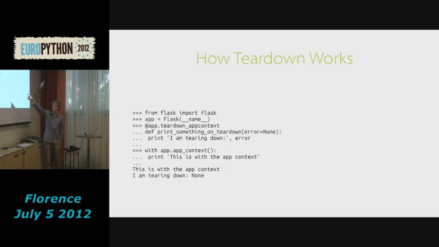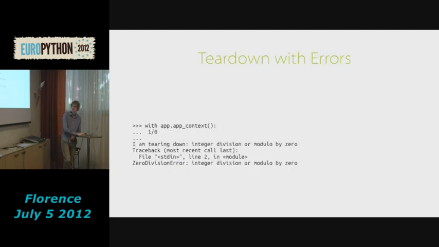If you have an app and you add a teardown function to it, and then you just print out what's happening, you can see that the moment you exit from the context manager, it prints out that it's tearing down. In this case, it's tearing down with no error. Likewise, if you raise an exception in there, it's tearing down with a specific error. So the error is always passed to the teardown function.